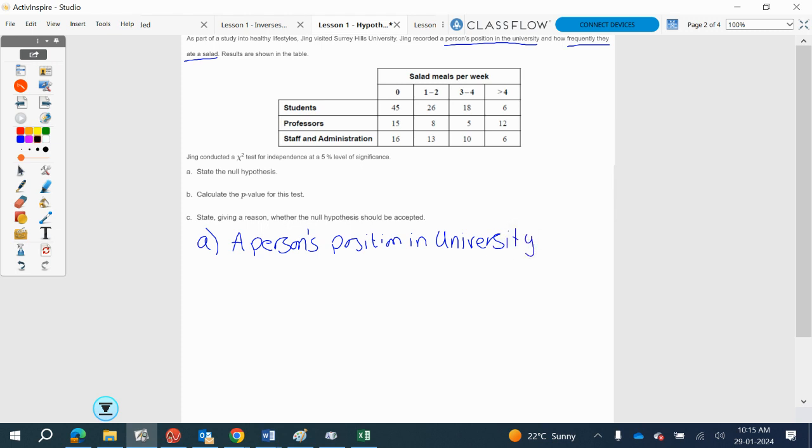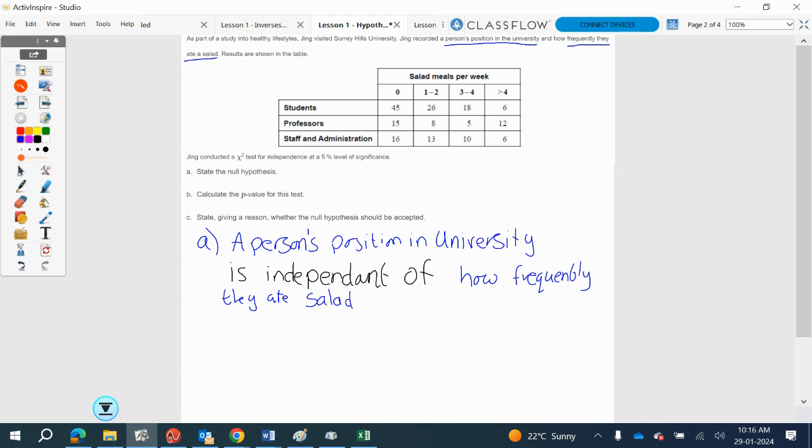Now, you can only use, I will mark it wrong if you use "affects" or "is not affected by" or any other wording than "is independent of". This phrase on your null hypothesis must be used. No other wording is accepted. Is independent of how frequently they ate salad.